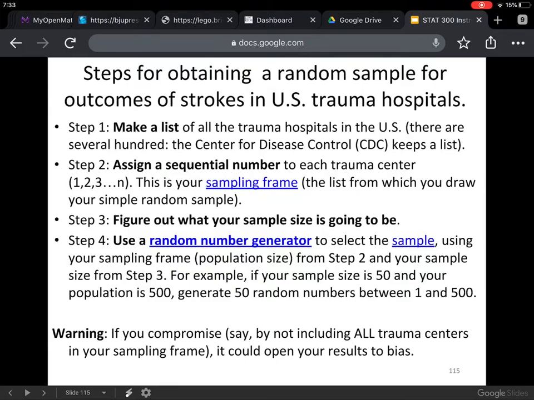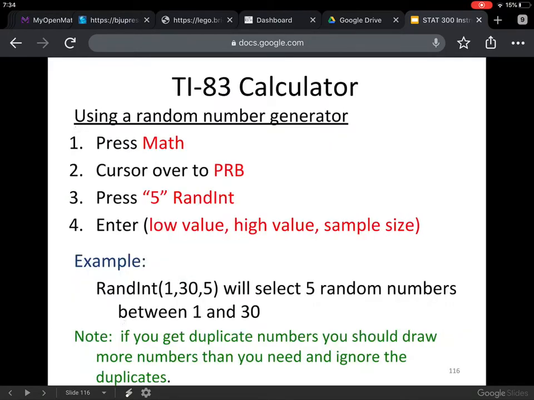Now, please realize that random number generators also use algorithms, so they're not technically, theoretically, completely random. And note the warning at the bottom here: if you compromise in any of these, for instance, if you don't select all trauma centers, then you are introducing bias into the results. Okay, so this is just an example. There are other factors to consider to make sure that your sampling is random.